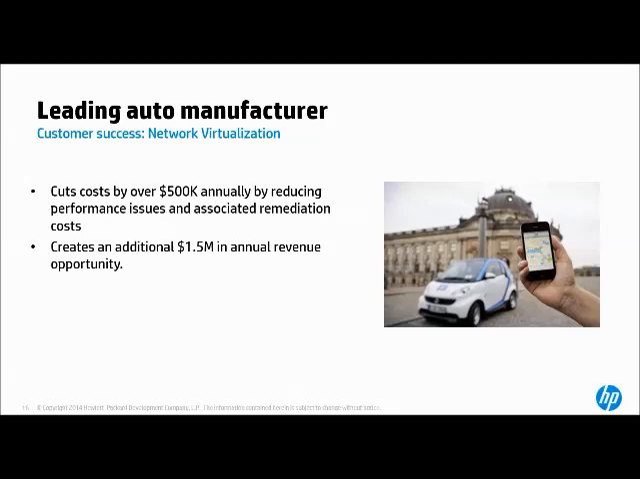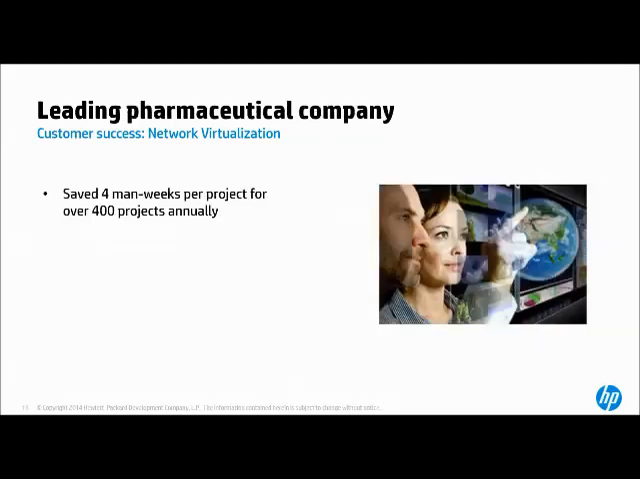The last one that I wanted to look at was a very large international pharmaceutical company, and the key element here is by introducing network virtualization, and this was that shift left of being able to introduce it early, as you're in that late development stage, into your BVT environments, and you're running these early tests, what they realized was saving 4 man weeks per project for over 400 projects annually. So this was a significant savings that they identified.